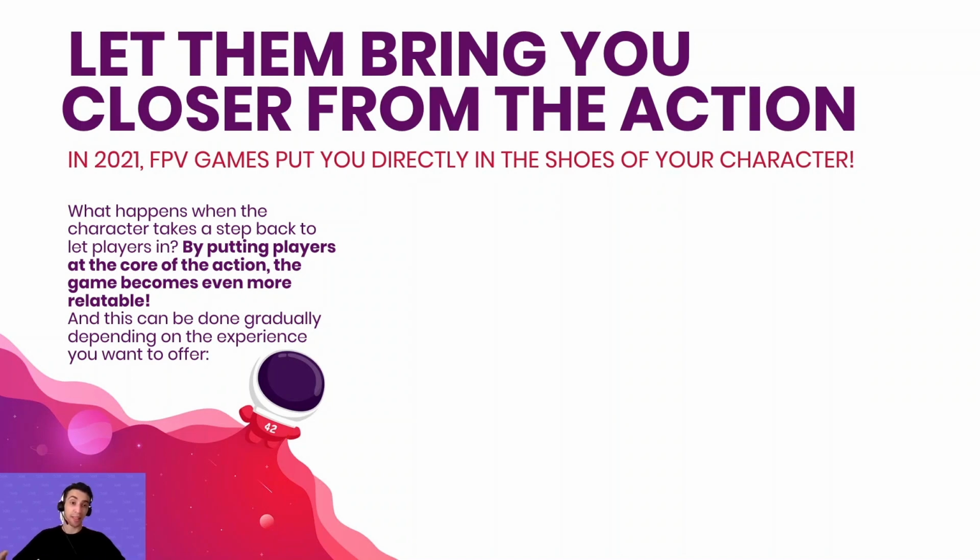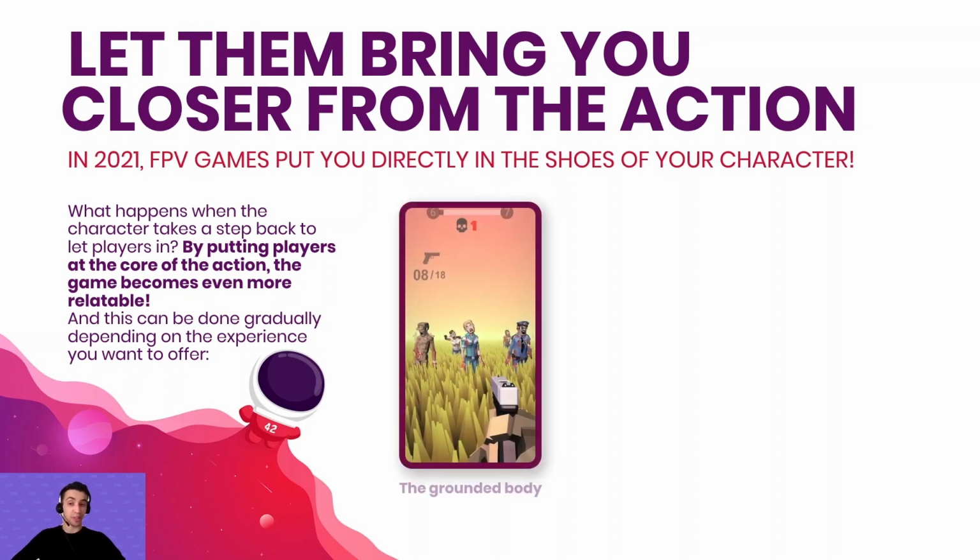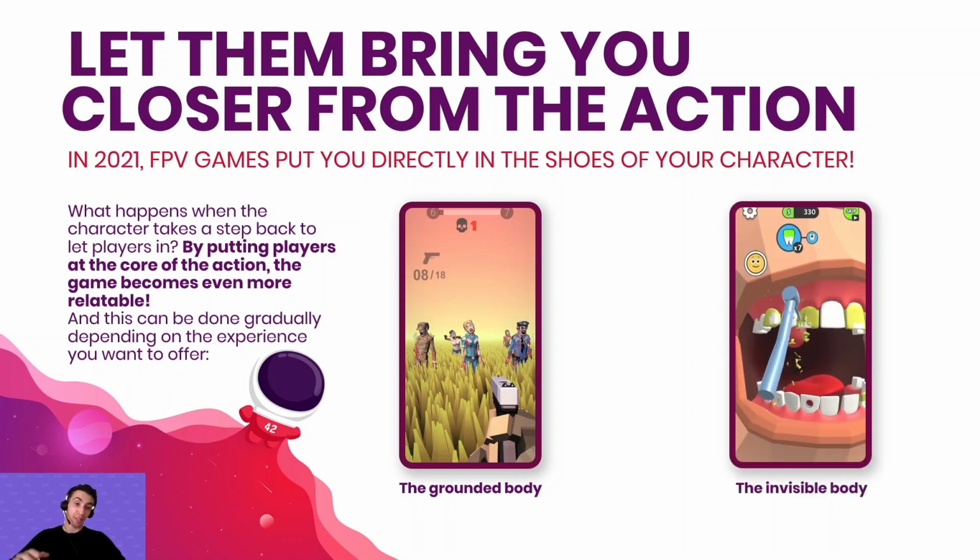Another interesting thing that came up with the numerous attempts of going first person is the way characters are now represented in first person view games. First, it can be via a grounded body, like in Zombie Royale, where you can feel the weight of your body as your whole character moves forwards. You've got health, enemies that can interact with you and slow you down. It's really a great way to make us feel the thrill of the situation as if we were living it, basically.